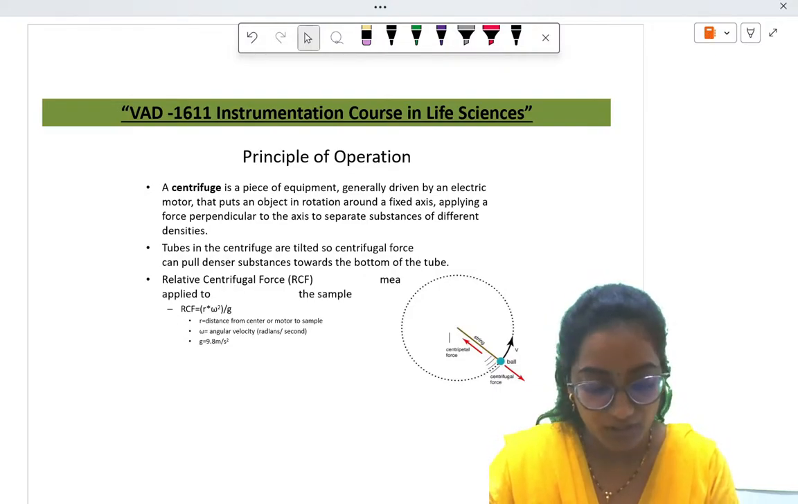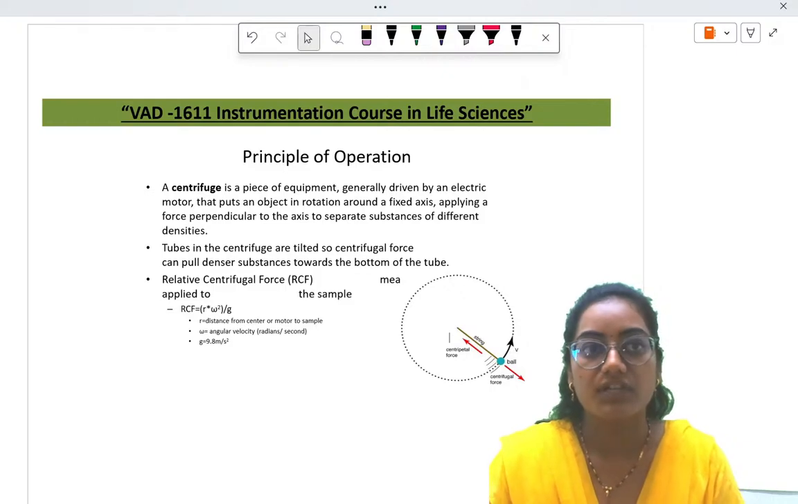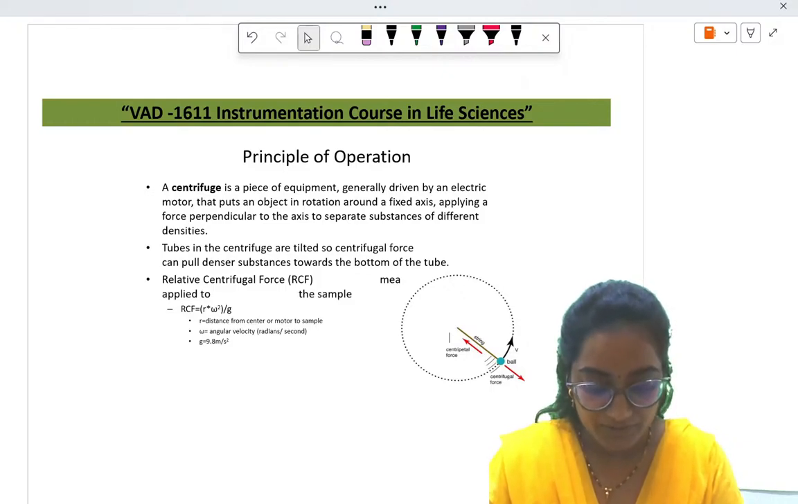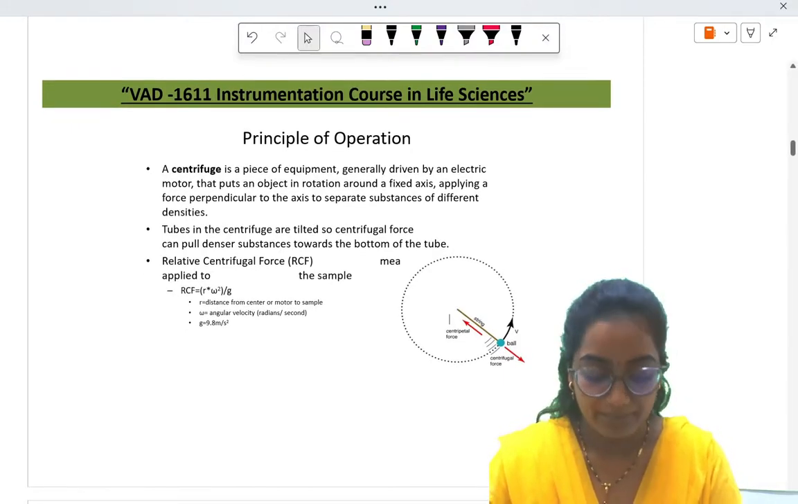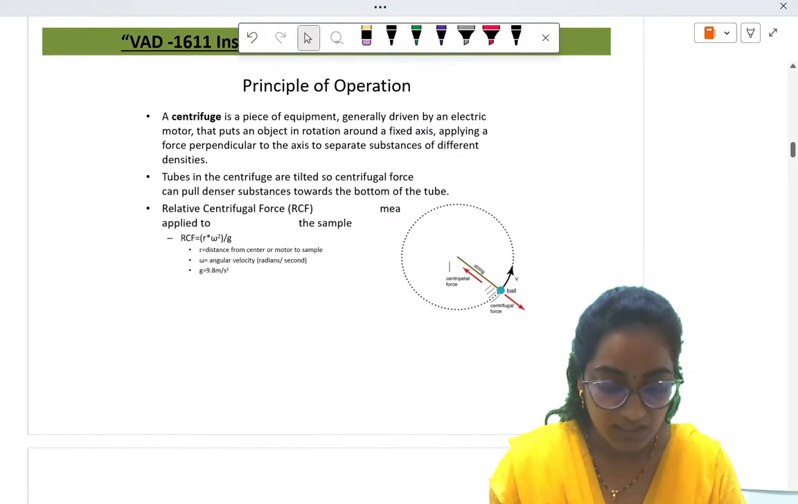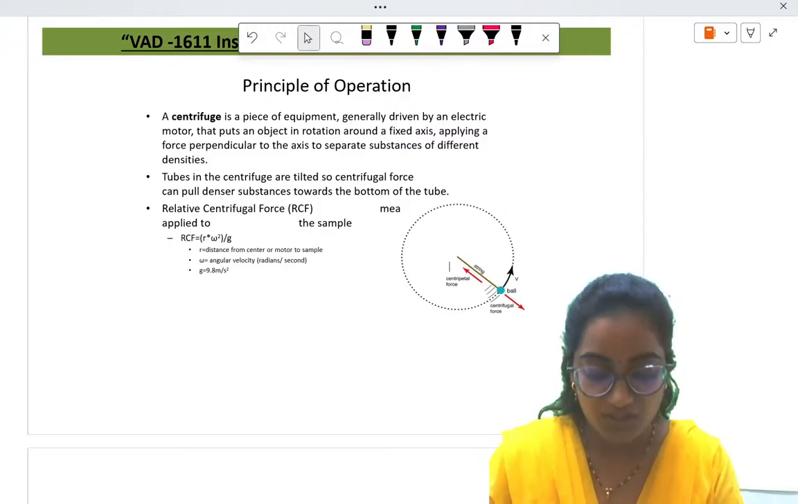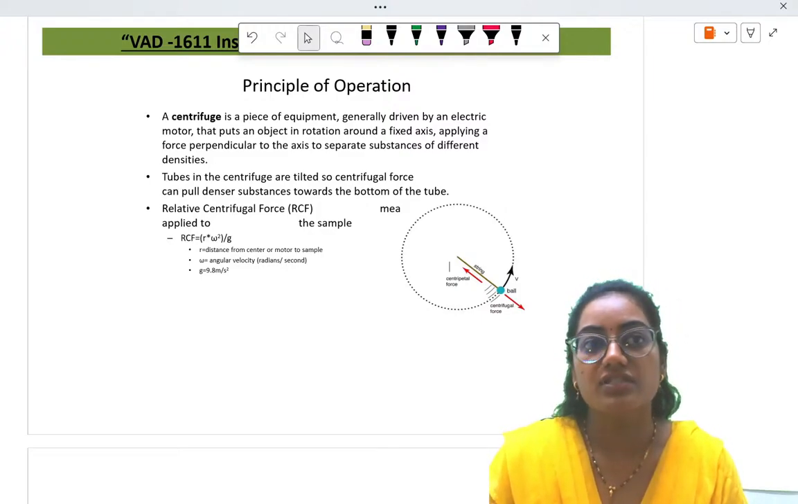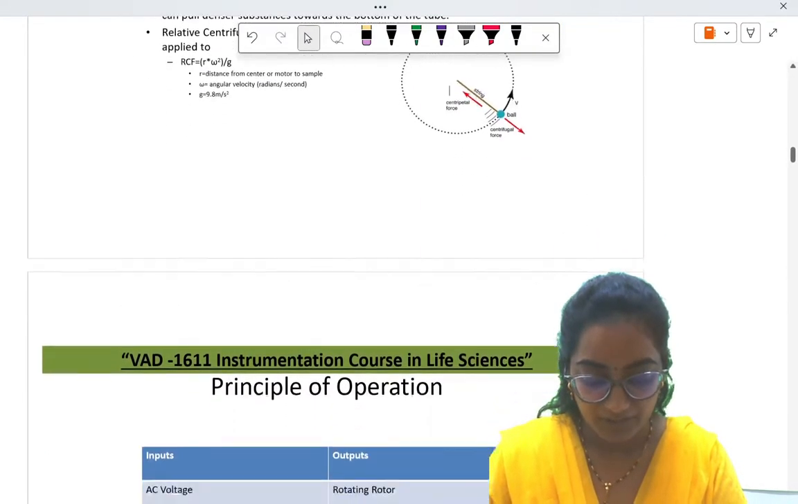The denser substances in the sample are centrifuged to the bottom by centrifugal force. RCF is the relative centrifugal force, which is applied to the sample for centrifugation. RCF equals r w squared per g, where r is the distance from the center of the motor to the sample, w is the angular velocity, and g is gravity, which is 9.8 meters per second squared.